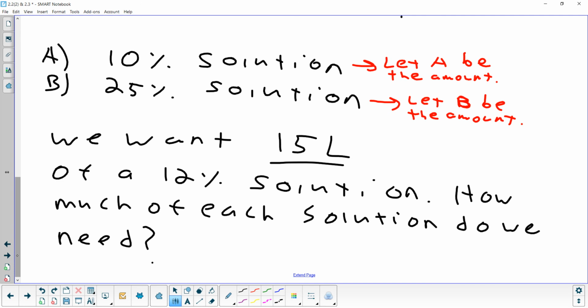Oh, Jake? You repeat the question. How are we representing how many liters we're going to need of the 10% solution? A. And how about how many liters we need of the 25%? B.